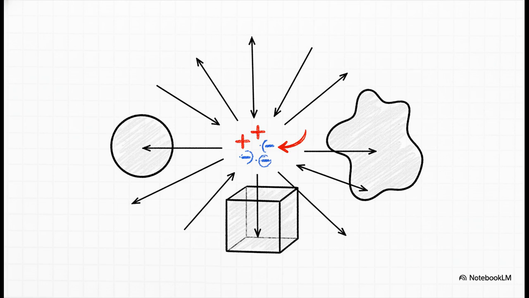So what's the big takeaway here? It's this. You can forget about all those millions of tiny patches on the surface. The shape of the surface, its size, whether it's got bumps or dents, none of that matters. All you need to know is the total charge living inside that surface. It's this incredible direct link between what's on the inside and the field on the outside.